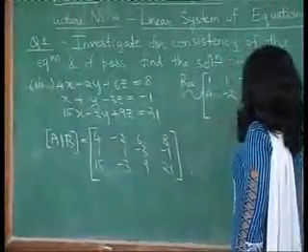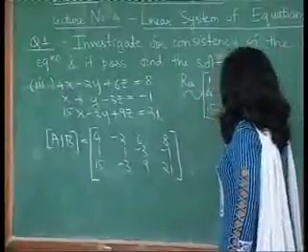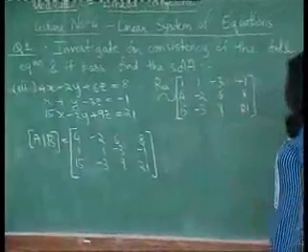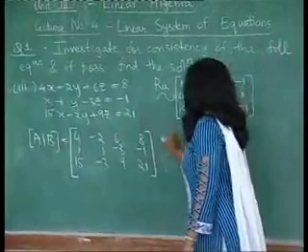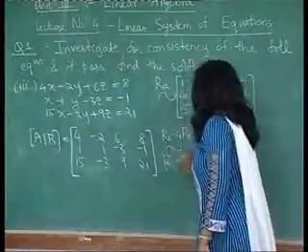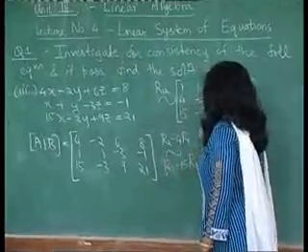4 minus 2, 6, 8 in the second. Then 15 minus 3, 9, 21 as it is in the third row. Now let's bring zeros over here. So R2 minus 4 R1 and R3 minus 15 R1 should do the trick.